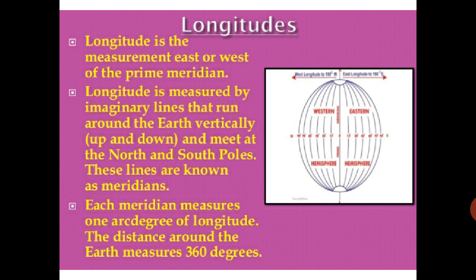Longitude is the measurement east or west of the prime meridian. See, from east to west the measure is there. Longitude is measured by imaginary lines that run around the earth vertically, up and down, and meet at the North Pole and South Pole. You can see the line from the picture starting from the North Pole and ending in the South Pole. These lines are also known as meridians. Each meridian measures 1 arc degree of longitude. The distance around the earth measures 360 degrees.